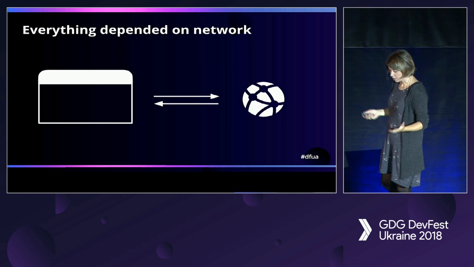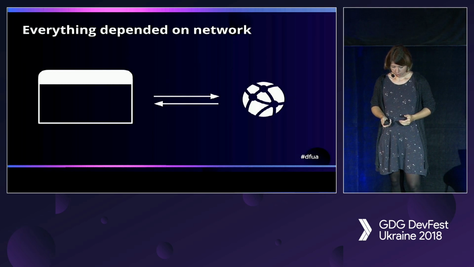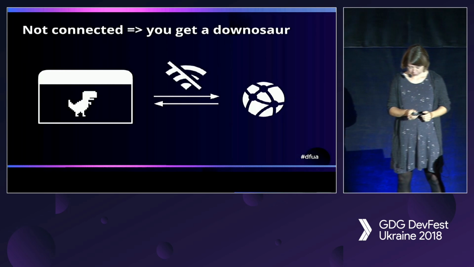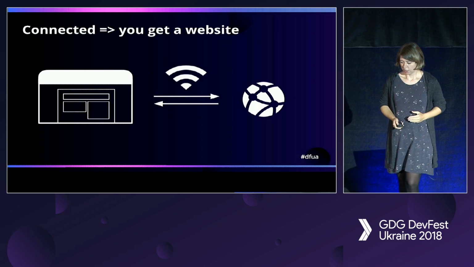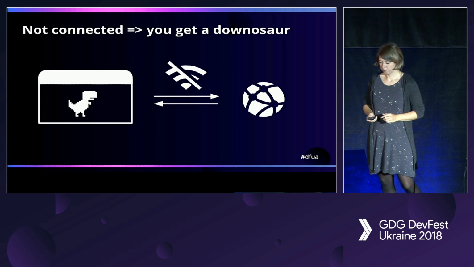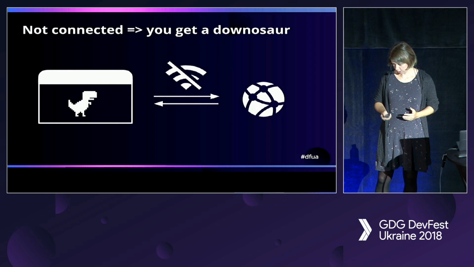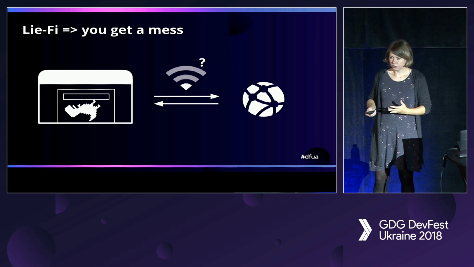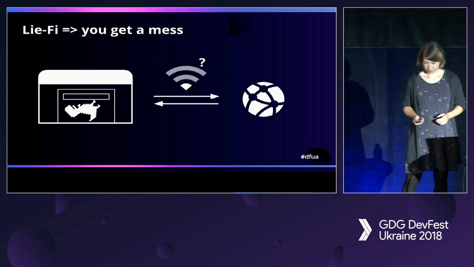So in those times, everything really depended on the network on your website. If you were connected, you got a beautiful website, right? If you were not connected, you get a downosaur or whatever the browser decided is worthwhile to show you when you didn't have an internet connection. And when you were on Li-Fi, usually what you get is a mess. Part of the website could load, but not everything, and it's really confusing for the user.